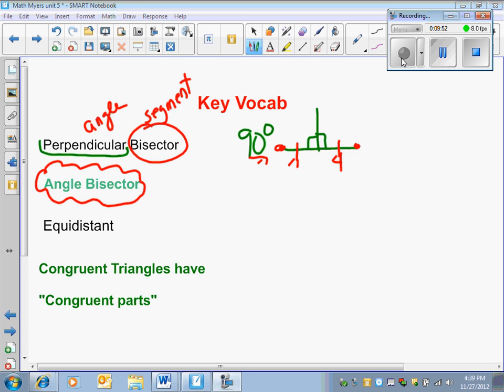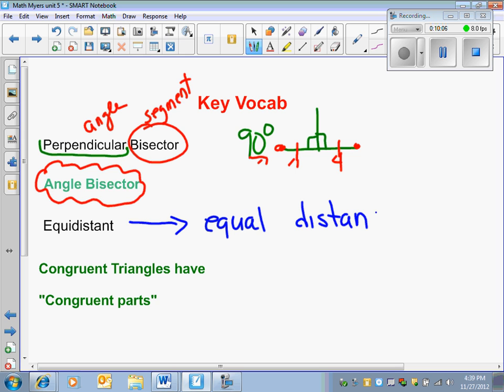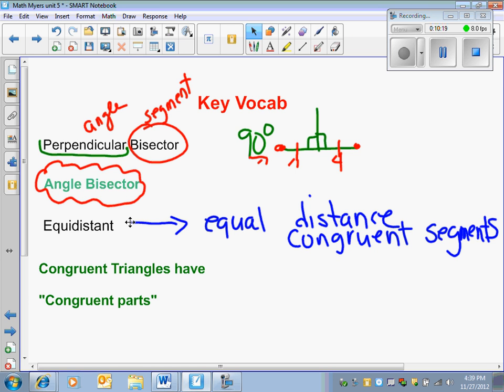What about this word equidistant? Equidistant is when a point is the same distance from a line. So what does that mean? It means that we're going to have congruent segments. We're definitely going to have congruent segments.